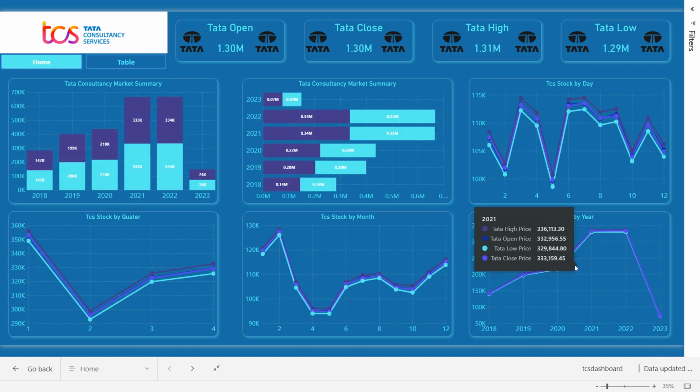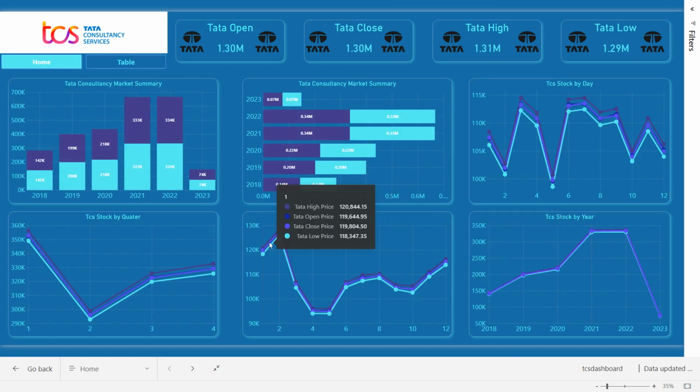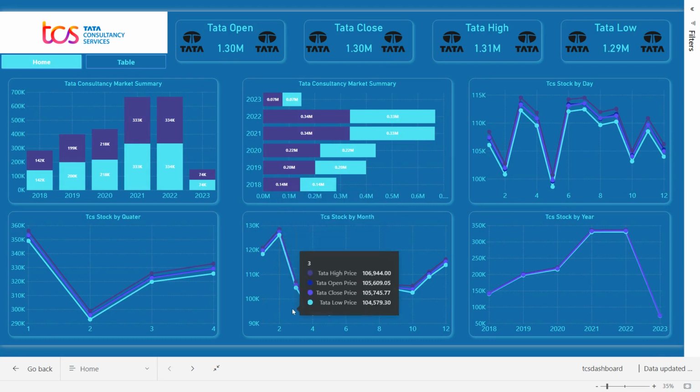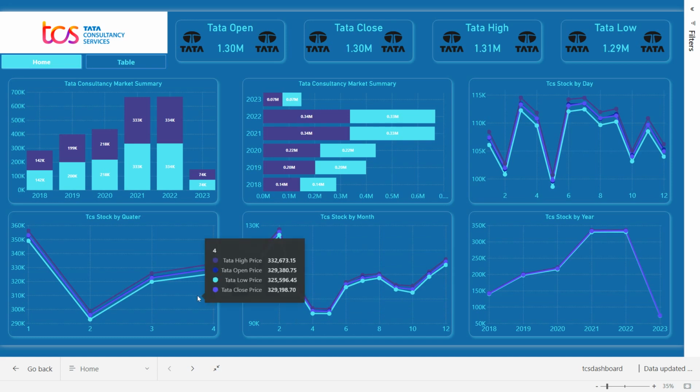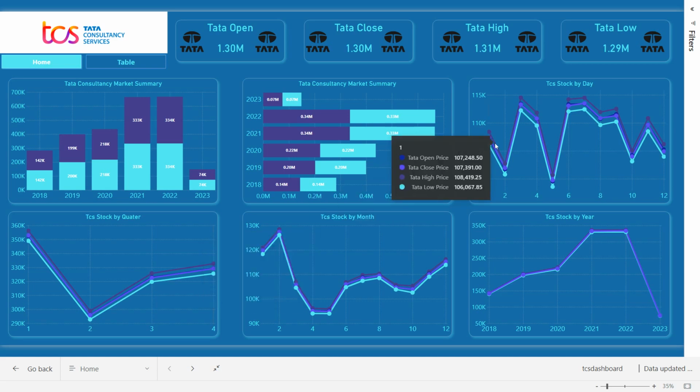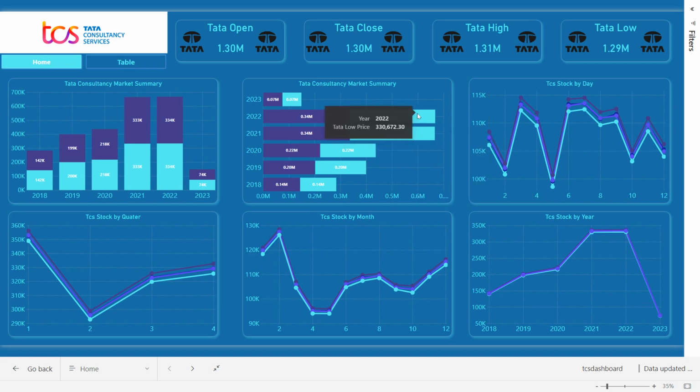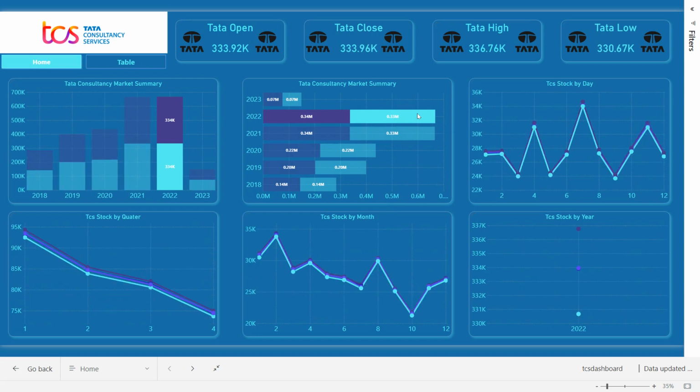Now let us come into our home page. You can see Tata High Price, TCS stock by month. You can see the month, the fifth month. And when it comes to quarter, the fourth quarter, Tata High Price, Open Price, Low Price, Close Price, even TCS stock by day. You can see Tata Open Price, Close Price. You can see the changes. Year 2022 Tata Low Price.